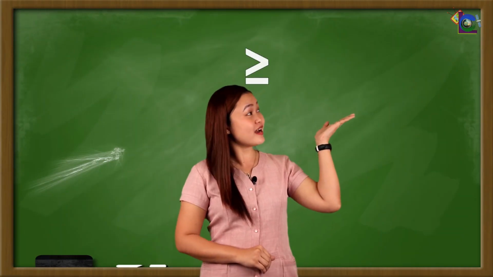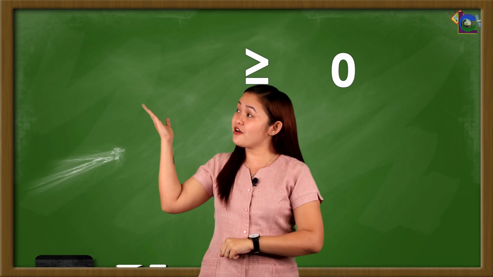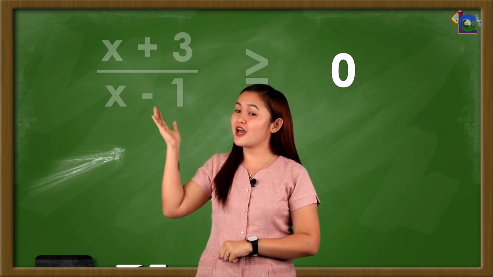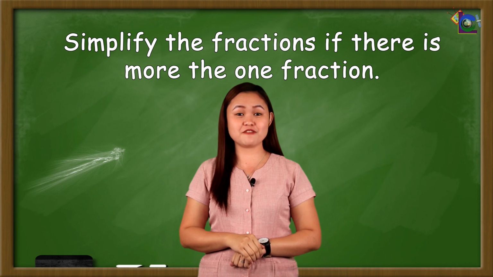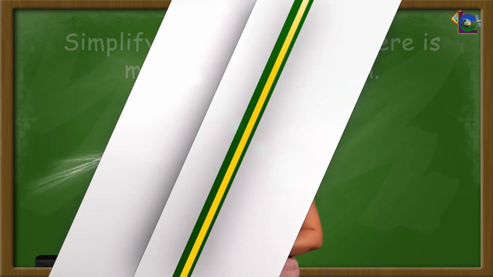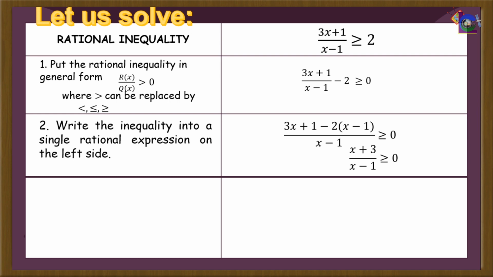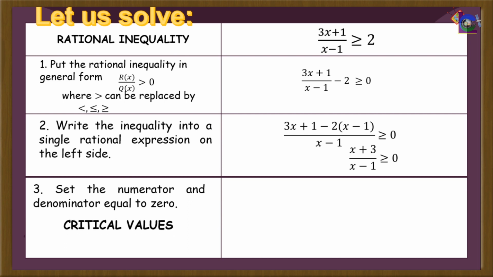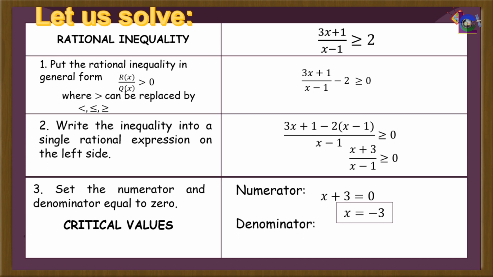Remember that one side must always be 0 and the other is always a single fraction. So always simplify the fractions if there is more than one fraction. Step 3. Set the numerator and denominator equal to 0 and solve. The values you get are called critical values. To solve for the numerator, we have x + 3 = 0. Therefore, the value of our x is -3. For our denominator, we will equate x - 1 to 0, which becomes x = 1.